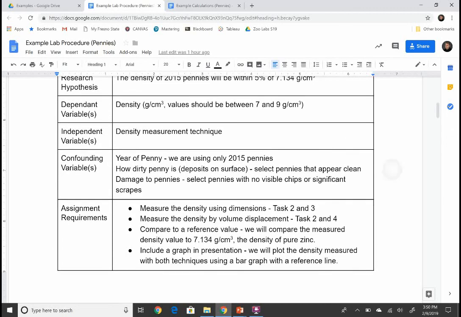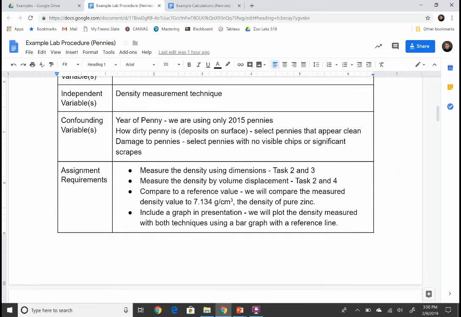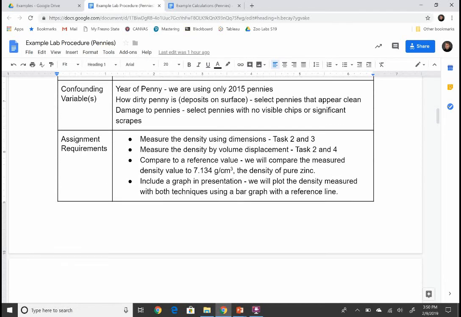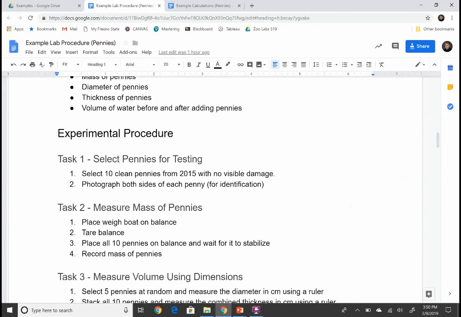They'd be measuring the density, and in this case they're measuring it with two techniques, which would be the independent variables. And if they mess up, years of pennies could be different. If the penny's dirty, that could change the apparent density. If there's damage to the penny that adjusts the volume, or part of it's corroded, that could potentially do it. So those are things that you might worry about. And here in the confounding variables, they've identified some things they change. There's some stuff on assignment requirements.